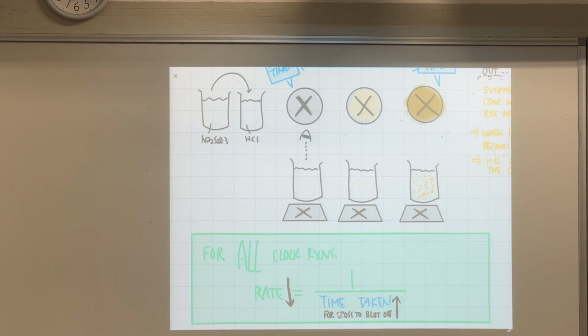So this is the test tube. You have the cross stuck on the back side of the test tube, and then you are looking at this cross through the test tube. So you're seeing how much time it takes for the cross to blot out. It's the same reaction, just a variation.